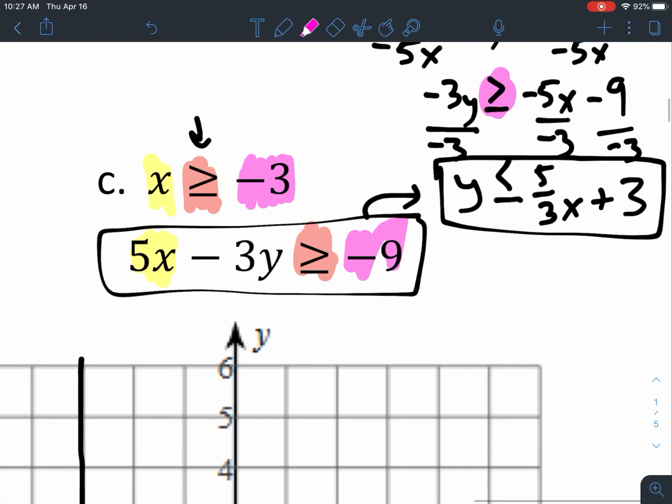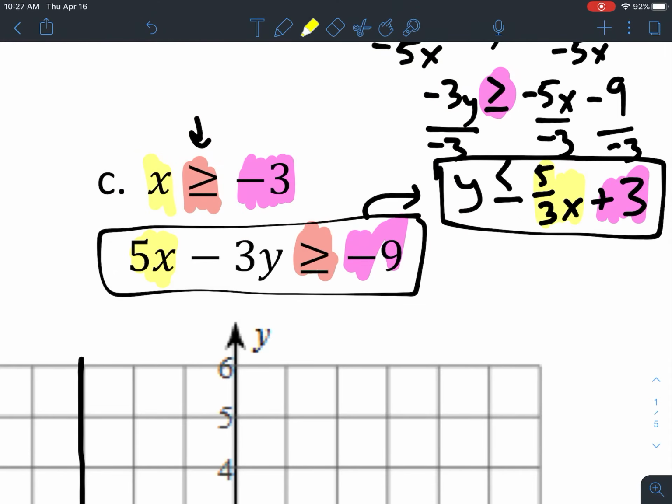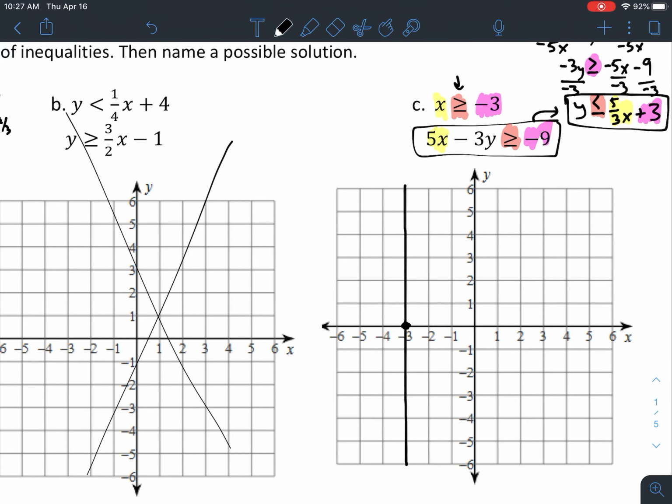Now we have our y-intercept, our slope, and lastly, what our line's going to look like. So now we know plus 3. So we go up to positive 3. We know our slope is going to be 5 over 3. So we have to count up 5 and then to the right 3. 1, 2, 3, up. Can't go much higher.